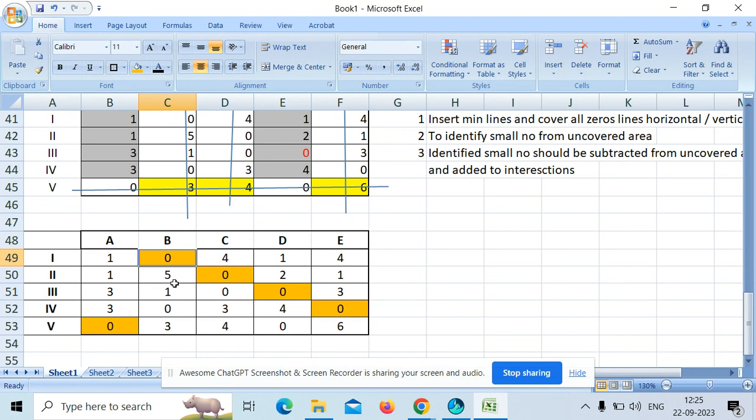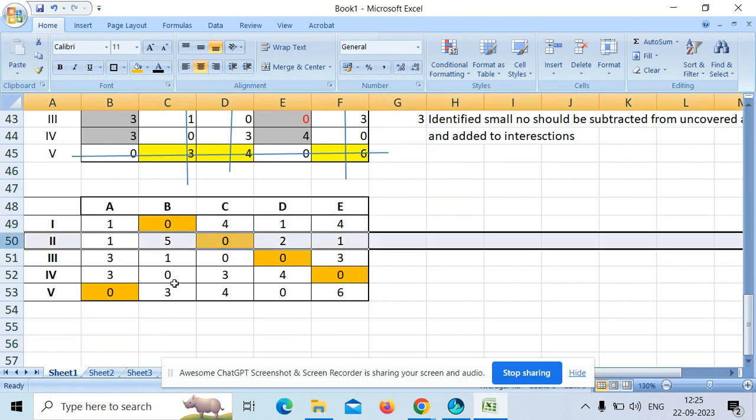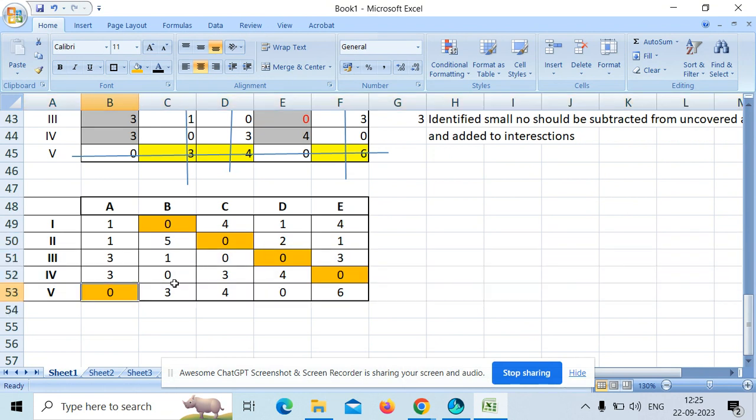Okay, I think everywhere we're getting 101 now. Correct, correct, correct. So we are able to locate one zero in each row and each column.